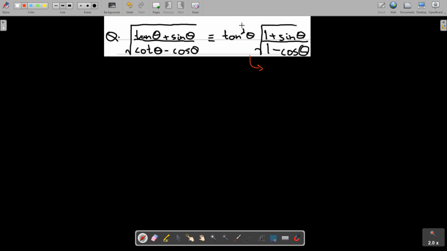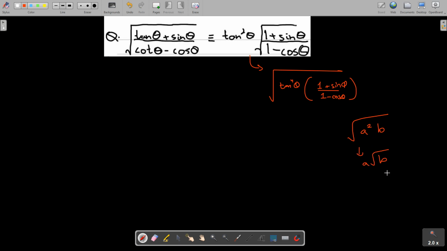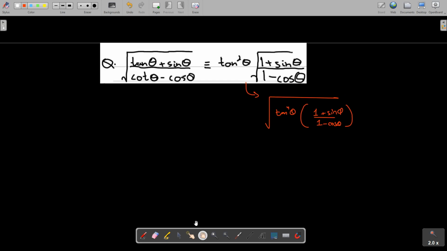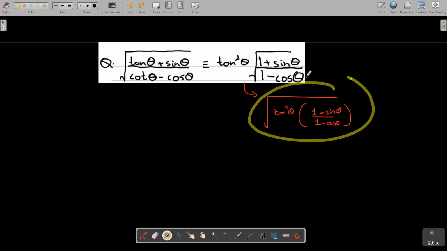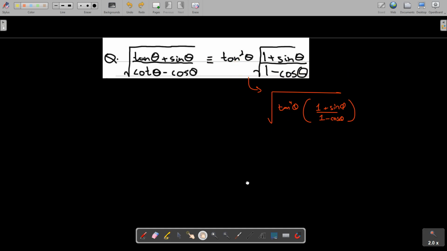So first things first, if there's a tan squared theta outside, that means it was essentially something like this: tan power 4 theta, 1 plus sine theta, 1 minus cos theta, right? And the reason is because we are multiplying. It's a basic law of indices. For example, a power 4 into b can be written as a squared square root of b. This is essentially just laws of indices that you are required to know. So it initially looked something like this, and the next step made it into this, right? That is actually good to know, and I'll tell you why.